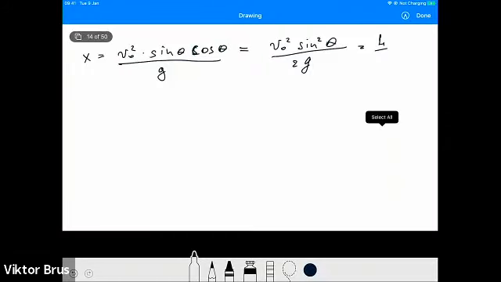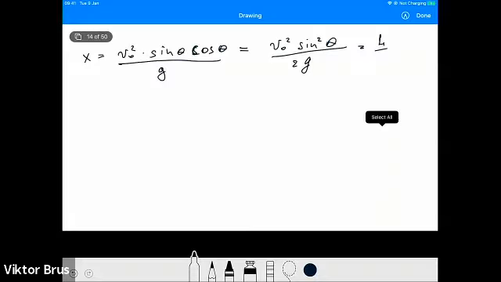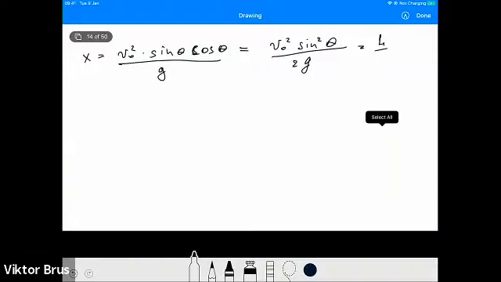Excuse me, Professor. Isn't it sine 2 theta, not sine squared theta? No, it should be, because sine 2 theta is equal to 2 multiplied by sine theta cosine theta. Yeah, let's double check. So we get the condition for x when our function reaches its maximum value.